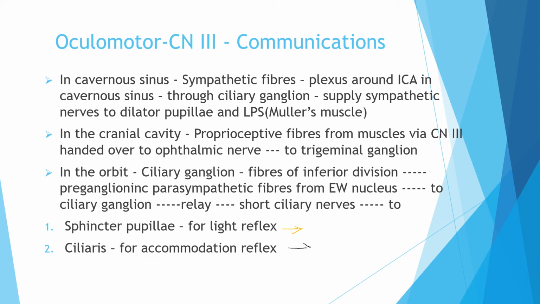Then these fibers are also supplying the ciliaris muscle. Now when ciliaris muscle contracts, the lens becomes more convex, and this is important for the accommodation reflex. Accommodation is important to see near objects or while reading, while focusing for nearby objects. So these two are the functions of the preganglionic parasympathetic fibers coming from the Edinger-Westphal nucleus relaying in the ciliary ganglion.